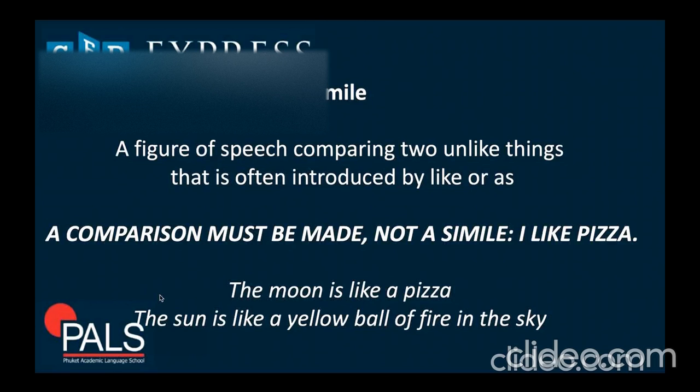It's not a simile when you say I like pizza or I like the moon. It has to be the moon is like a pizza, or the sun is like a yellow ball of fire in the sky. There you go. There has to be a comparison. It can't be used as a verb, like when you say I like pizza, I like green, I like blue, etc. I like you, which I do. All right.